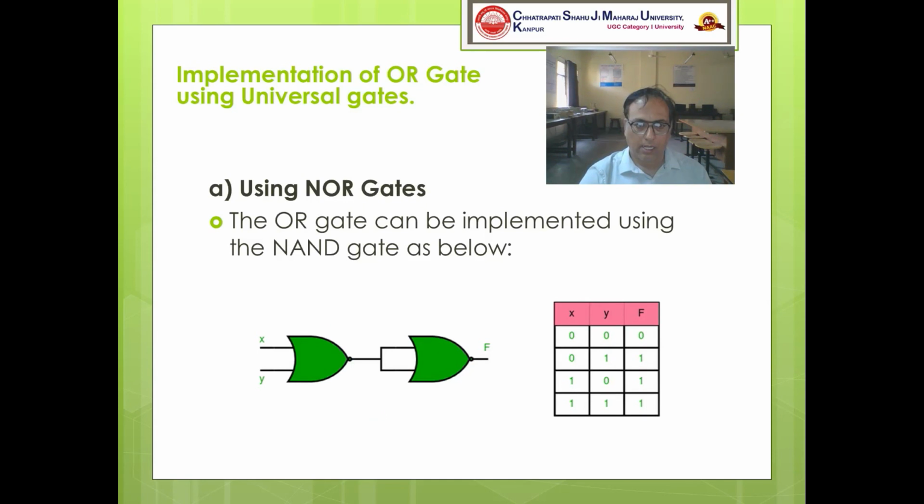Now let us implement this OR gate by NOR gate. It is wrongly written over here. It's NOR gate, not NAND gate. So with NOR gates, I am implementing X and Y. I am getting an output of a NOR, which is given to the second NOR. It will be used as an inverter, and you will be getting the inverted output of a NOR. The inverted output of the NOR is nothing but the OR. Okay.